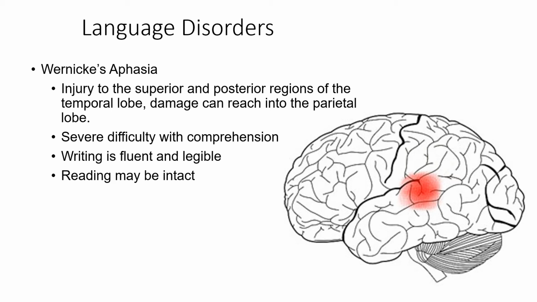So the person is able to at least produce in writing a good ability to convey the language. The reading may even be intact because Wernicke's is responsible for heard language. So the reading may be intact, not always though. However, when it comes to actual language, the comprehension is where the issue is. There's a video on the next slide of this. Enjoy that.